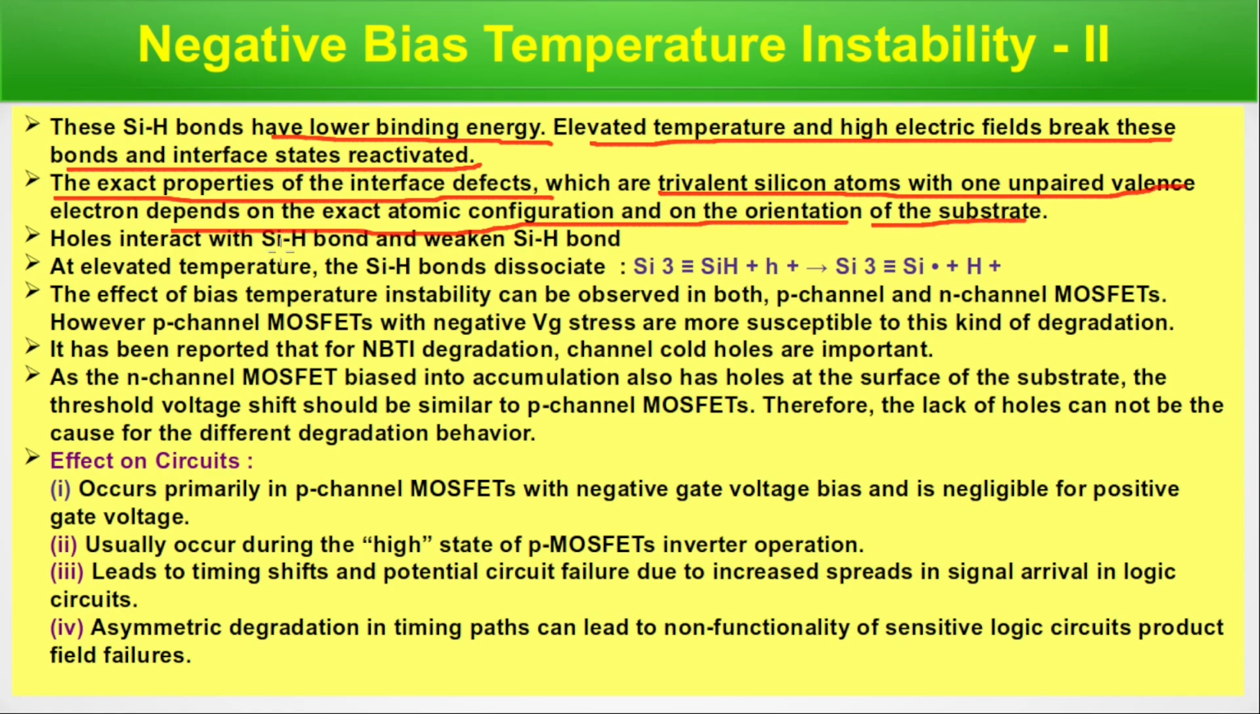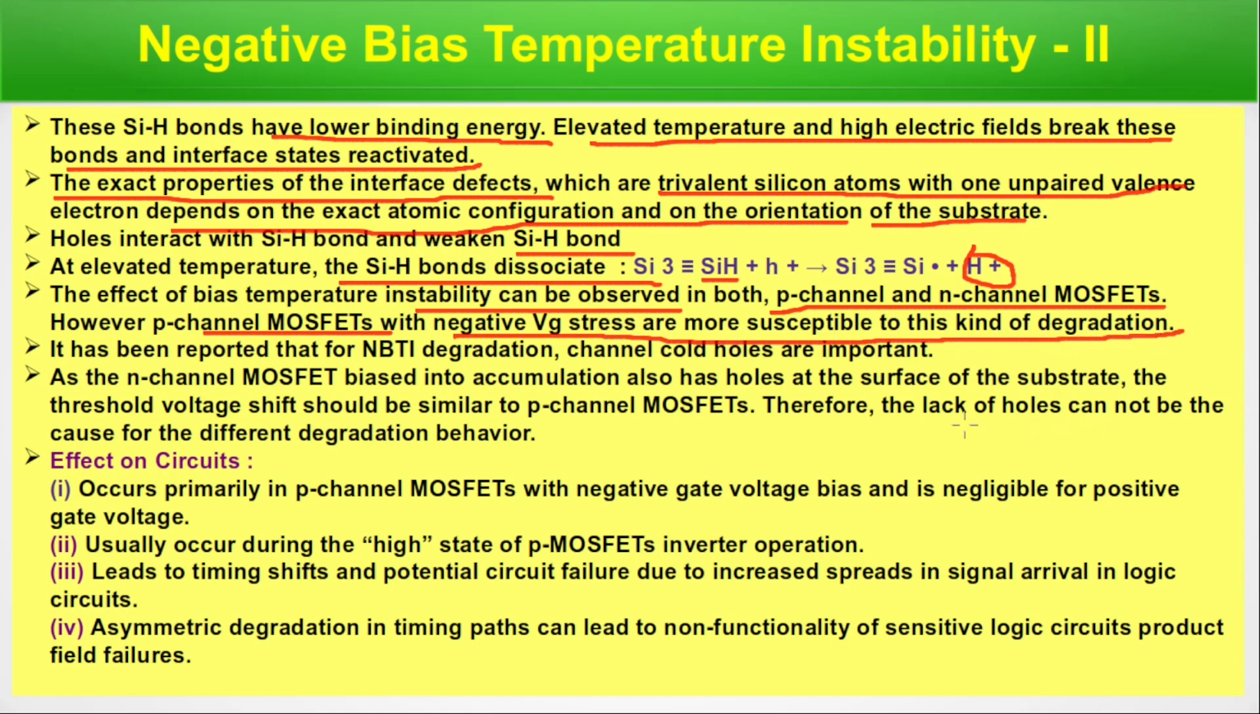Holes interact with the silicon-hydrogen bond and weaken it. Now, for a PMOS, at elevated temperature, silicon-hydrogen bonds dissociate. Like silicon-hydrogen, one hole gets associated with that, it becomes positive, becomes an ion, and this bond is broken basically. The effect, bias temperature instability, can be observed in both P-channel and N-channel MOSFETs. However, P-channel MOSFETs with negative VG stress are more susceptible to this kind of degradation.